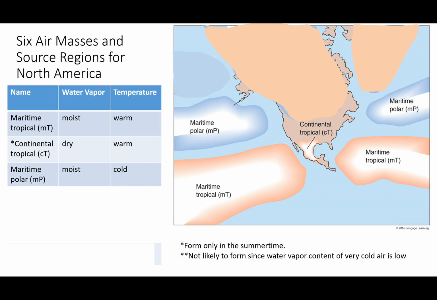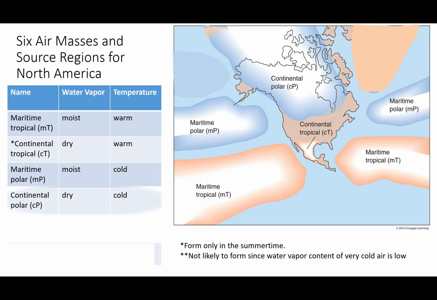Then we have maritime polar. Okay, maritime meaning moist or some sort of ocean, large body of water. Polar meaning relatively cold. So here, in the northern part of the Pacific, we have a source region. And over here, in the Atlantic Ocean, we have another source region, maritime polar. Right? What else we got?